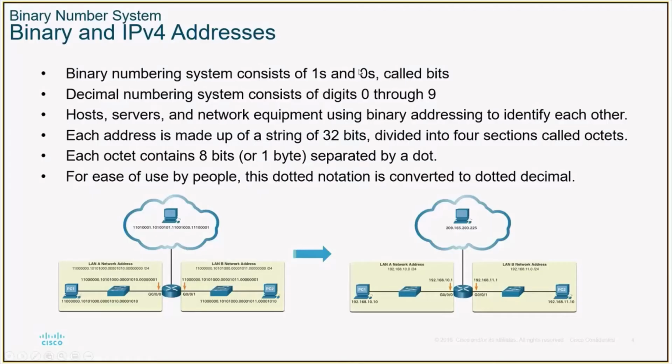So the binary numbering system consists of ones and zeros. Of course, bi means 2, so it's a base 2 numbering system. And decimal, dec means 10, is a base 10 numbering system.